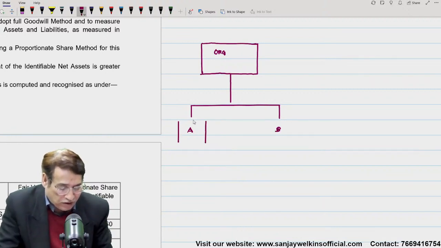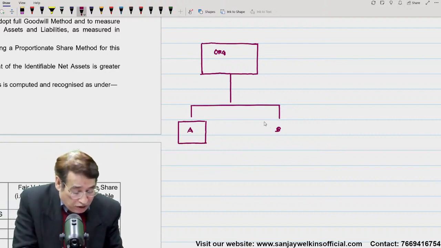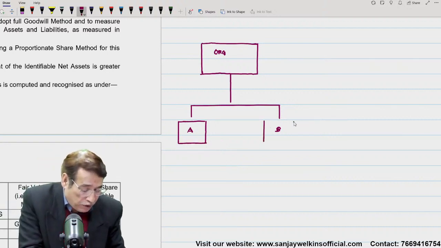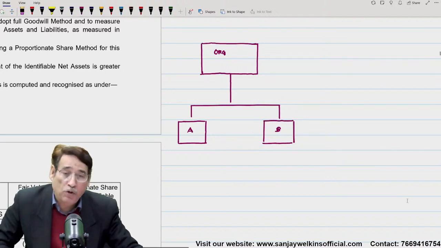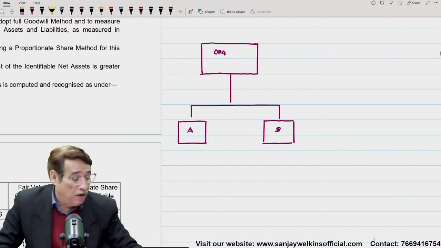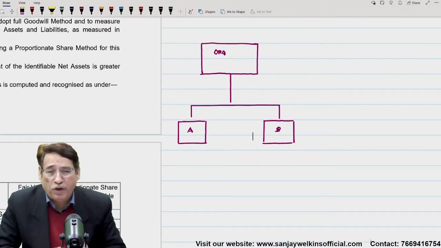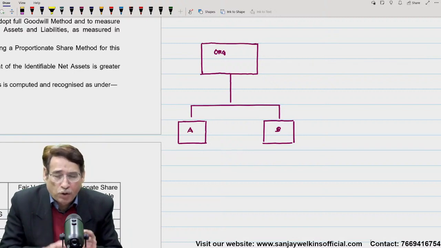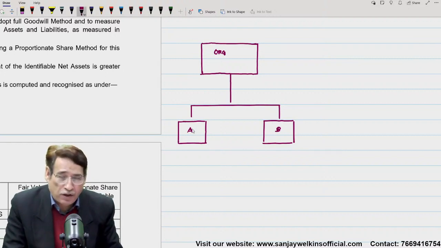Let us say this particular division, division A, deals with computers. That means it is engaged in manufacturing computers. Further presume that division B is engaged in manufacturing of mobiles. So this organization is a very, very big organization. Why I am insisting upon this fact, big organization, you will come to know very soon. And further, we have presumed that this organization has got two separate segments, segment A, segment B, or division A or division B.